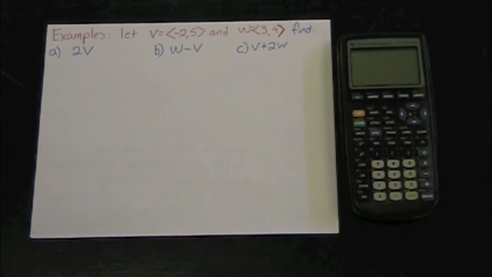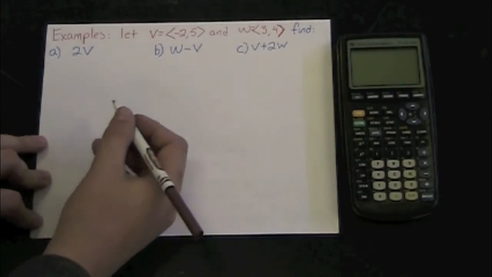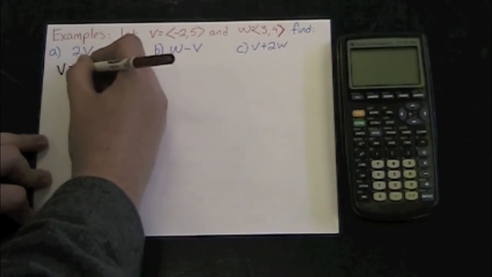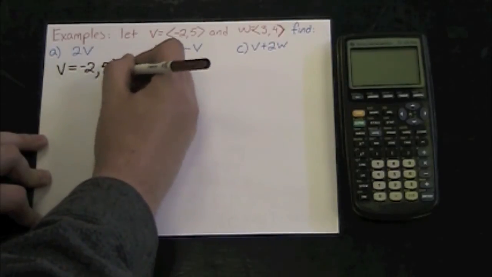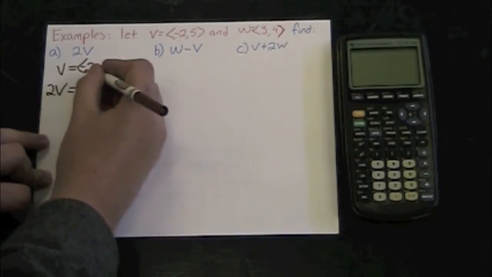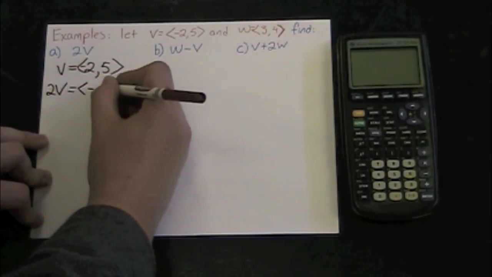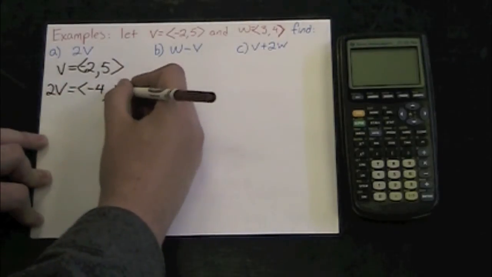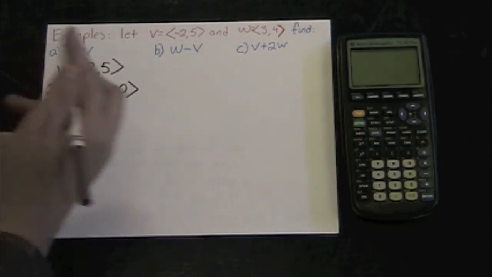If I have two vectors, vector v equals negative 2, 5, and vector w equals 3, 4, let's try to find 2 times vector v, the vector w minus v, and the vector v plus 2w. First off, let's start with 2 times vector v. If v equals negative 2, 5, twice v is going to be 2 times negative 2. So we have negative 4 in the x direction, 2 times 5, 10 in the y direction.